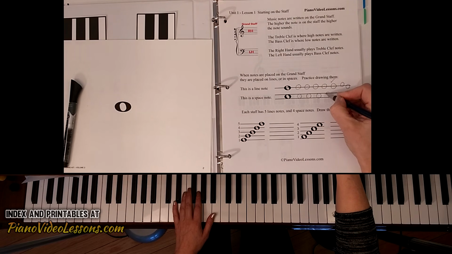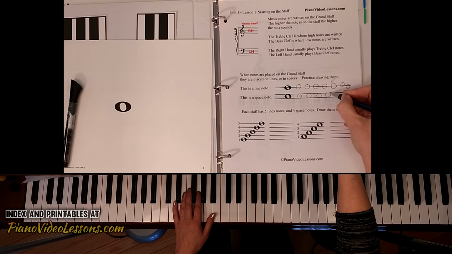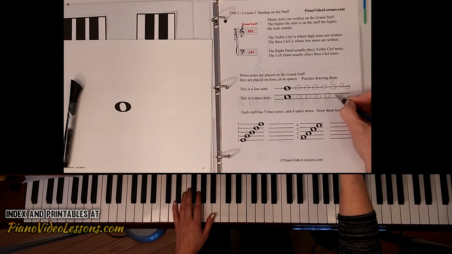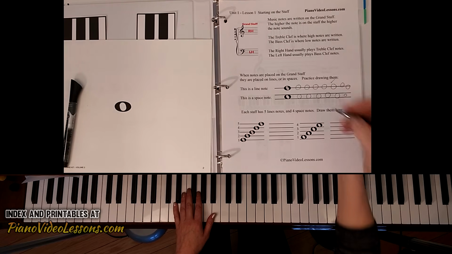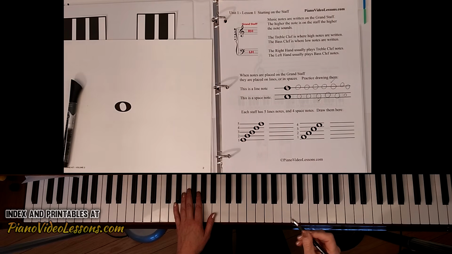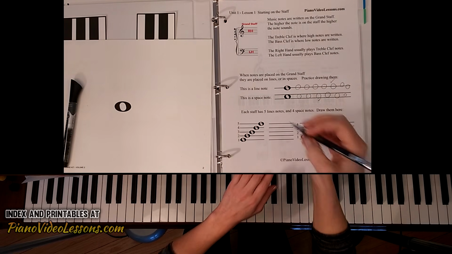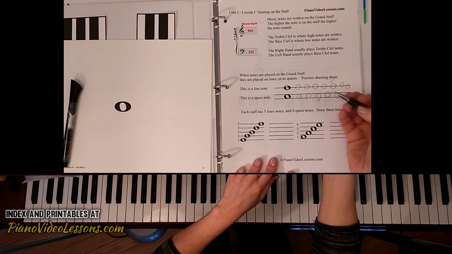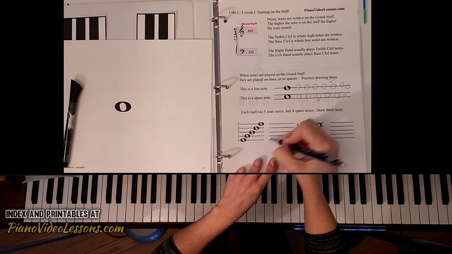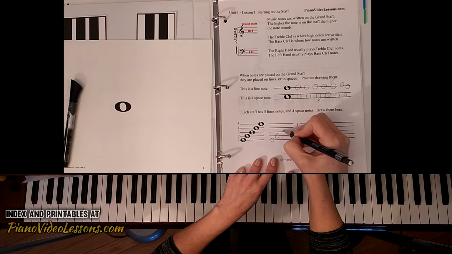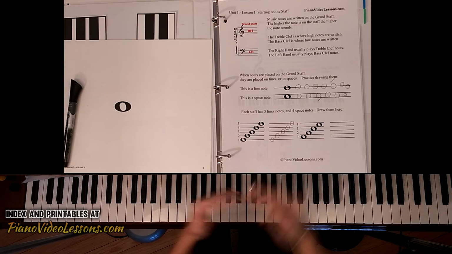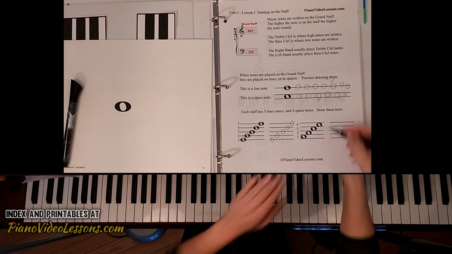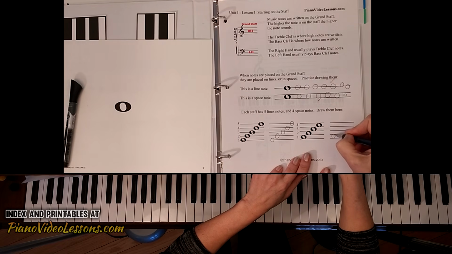Here's a bad example where I've gone over this line, and here's another bad example where I've gone over this line, and here's a bad example where I didn't touch the lines at all. So try to make your notes touching the lines on both sides. And then we can draw the 5 notes going up on each line of the staff, just to help us recognize that notes will be moving in different directions, up or down. And here we have the 4 space notes.